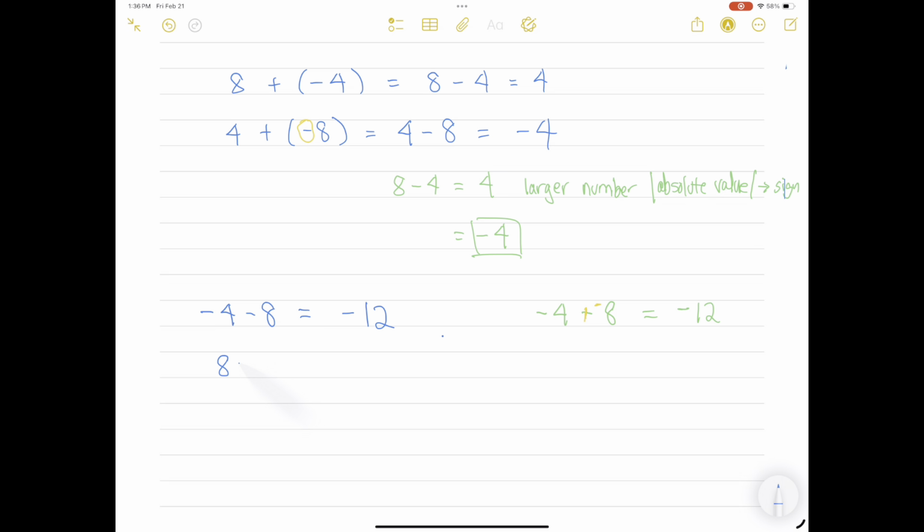8 minus negative 4, I will rewrite that equation and show you that you add the opposite, which gives us 8 plus 4, which equals 12.